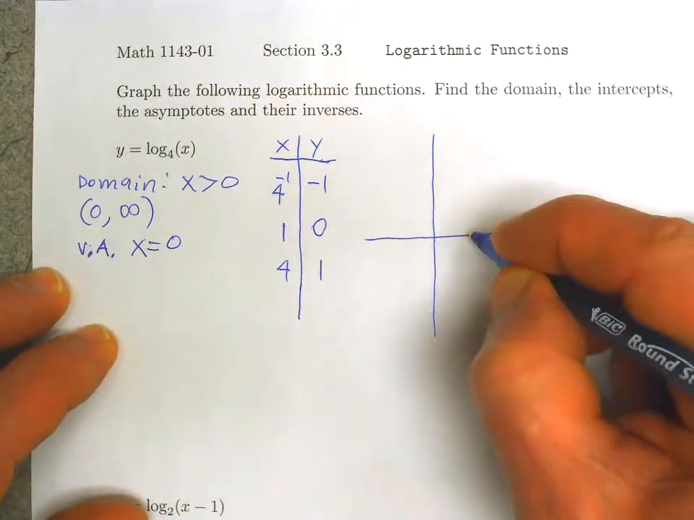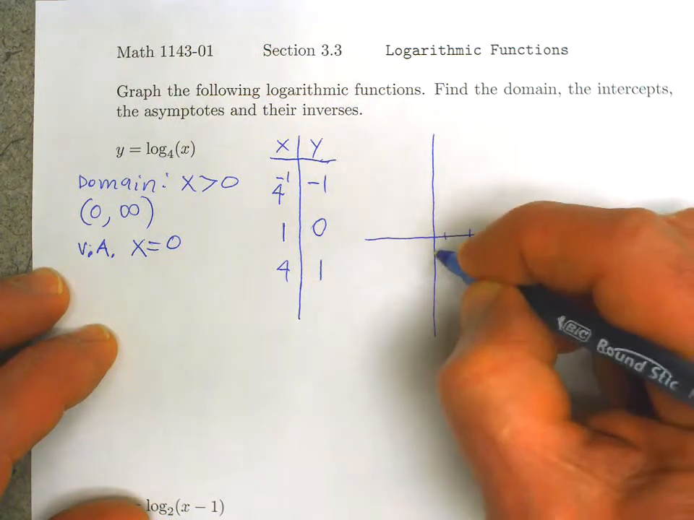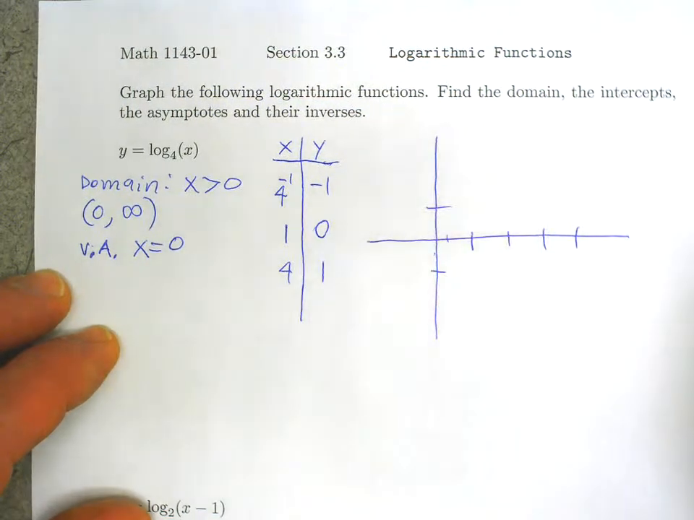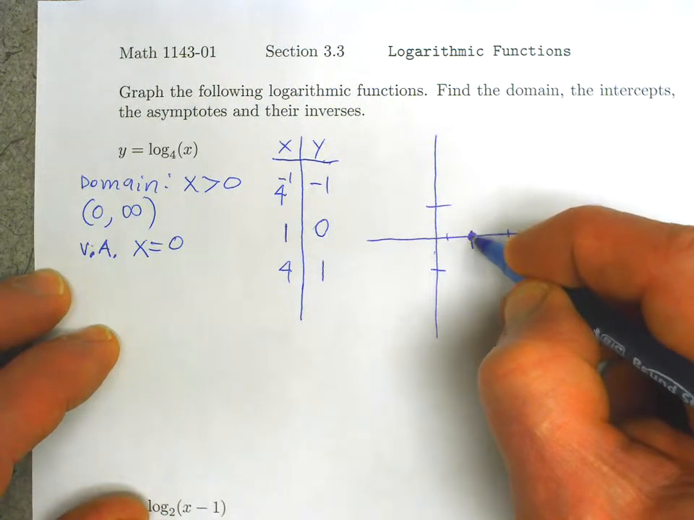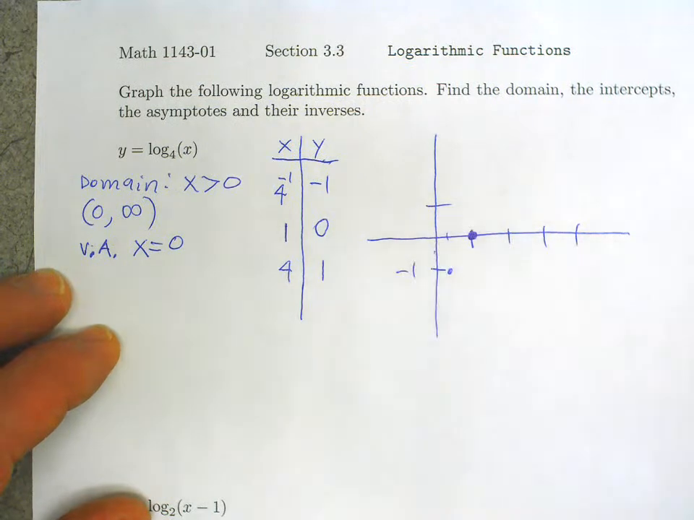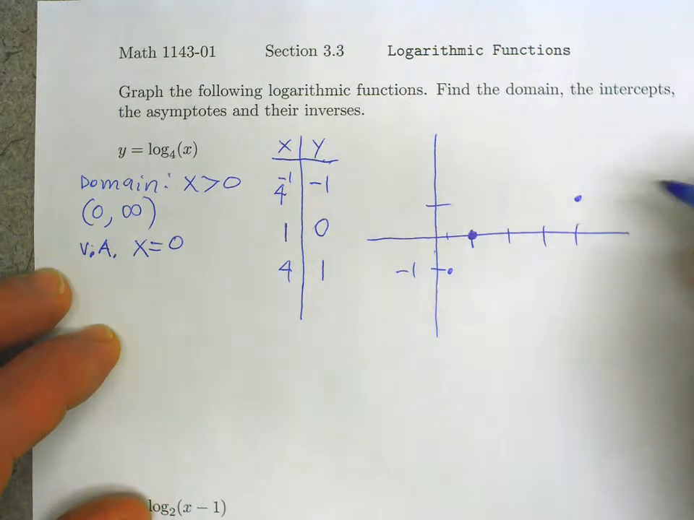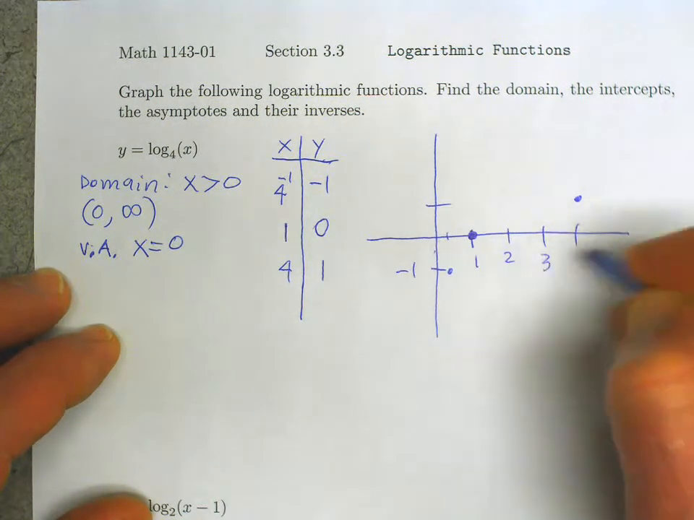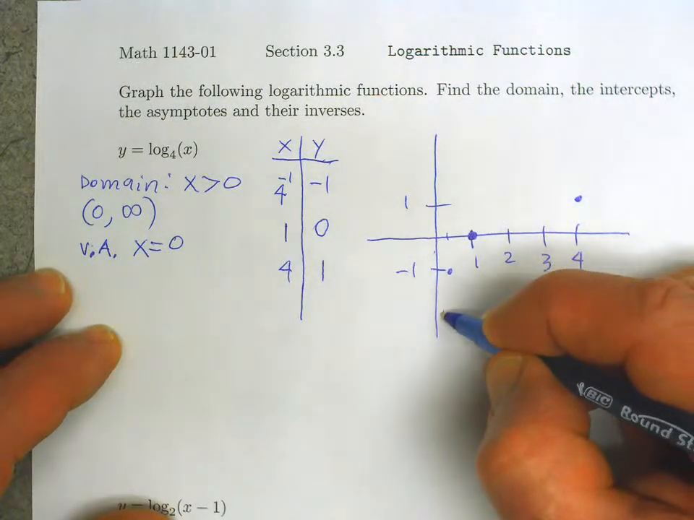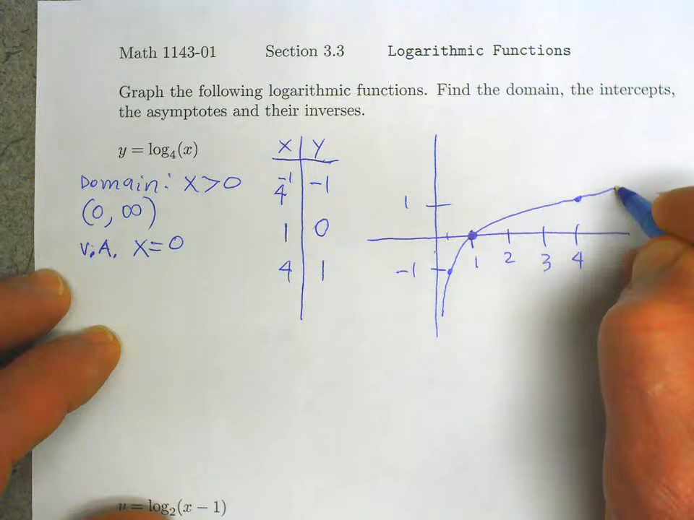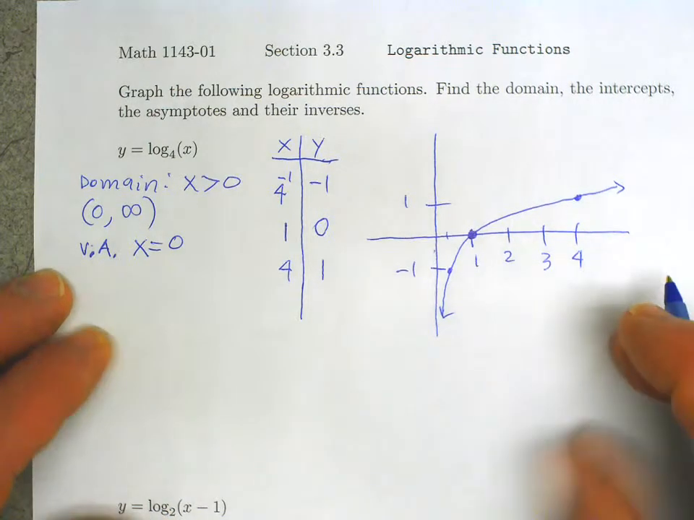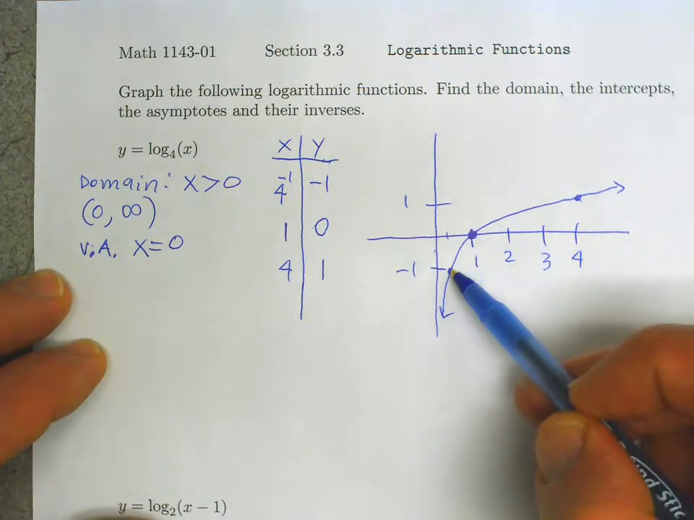We'll just plot those ordered pairs. So 1, 0 is a point. That's the x-intercept. 1/4, negative 1, and 4, 1. So I guess I should label these so that it's more clear. So the graph looks something like this. Okay, so the ordered pairs 4, 1, 1, 0, and 1/4, negative 1.